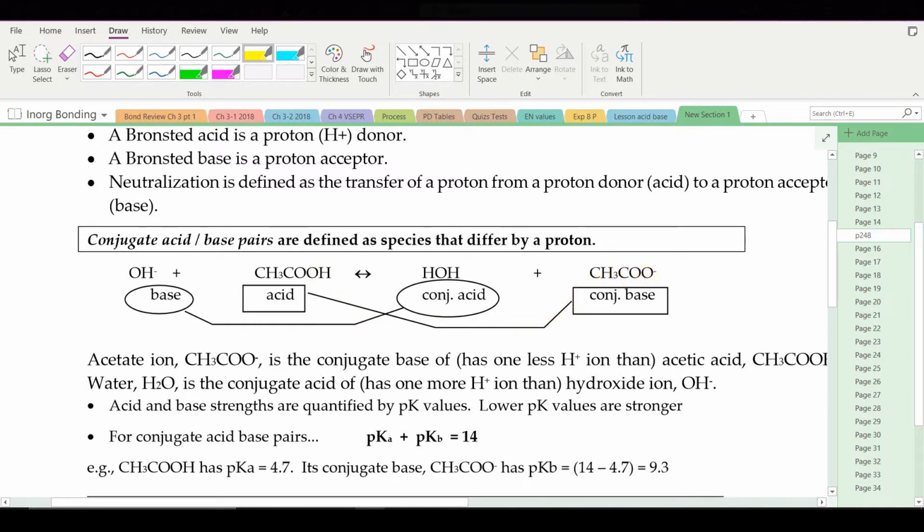So you'll notice that conjugate acid-base pairs that are joined by lines differ by a proton. So water is the conjugate acid of hydroxide, and these two species differ by a hydrogen ion. Acetate ion is the conjugate base of acetic acid. They differ by a hydrogen ion.